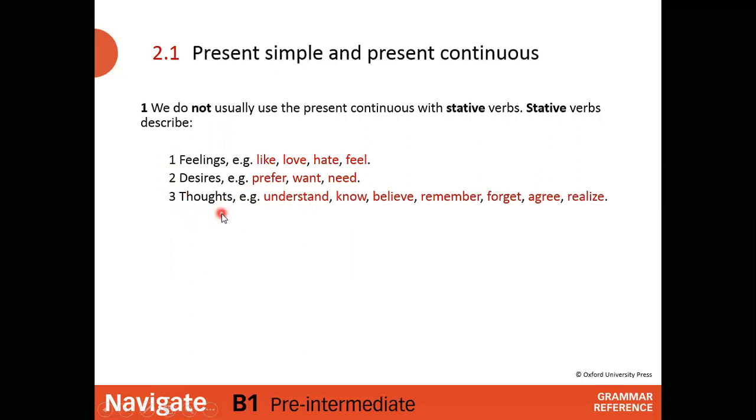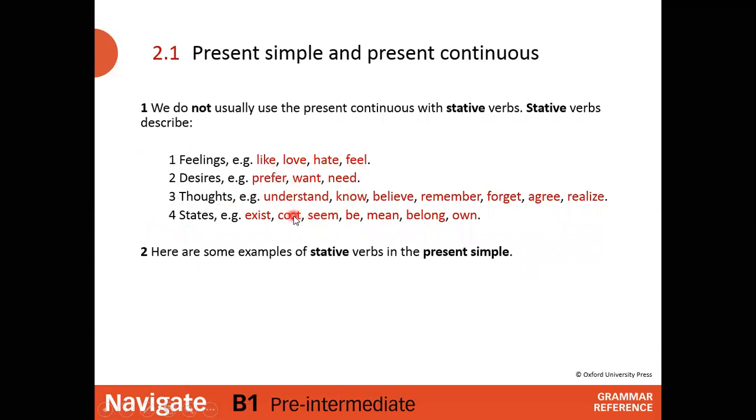Stative verbs describe thoughts. For example, understand, know, believe, remember, forget, agree, realize. And stative verbs describe states. For example, exist, cost, seem, be, mean, belong, own. And these verbs are not used in present continuous, because they describe our feelings, desires, thoughts, and states. Even though it's temporary or permanent, you don't usually use them. But there are some exceptions. You will learn later or in other videos of mine.